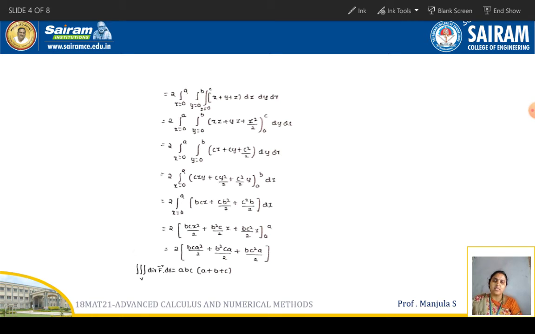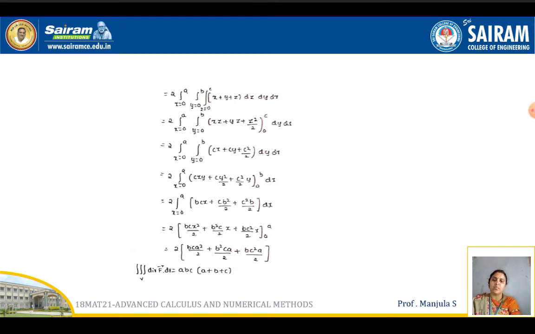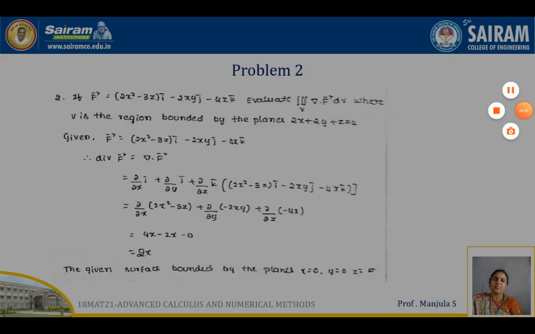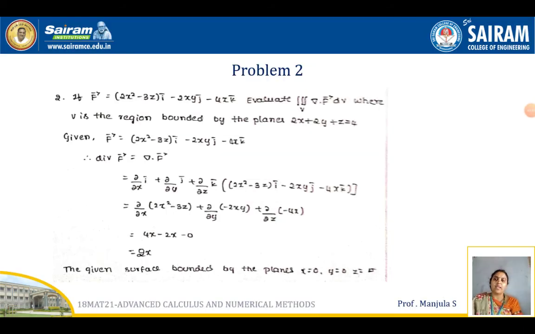Now for this equation you just do the integration with respect to x, so that will become 2 into bc x square by 2 plus b square cx by 2 plus bc square x by 2. Limit is 0 to a, upper limit is a, lower limit is 0. On simplification we are getting abc into a plus b plus c. This is our required solution. Now we'll see the next problem. So the next problem will be like this.